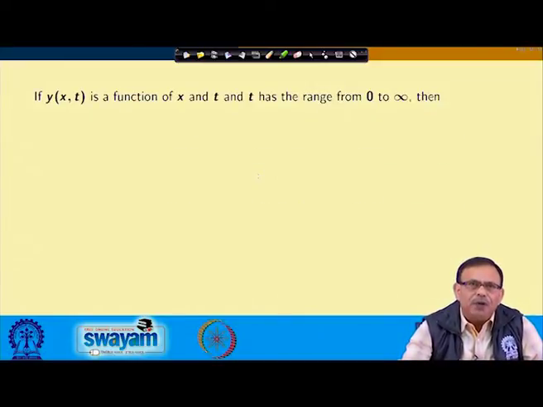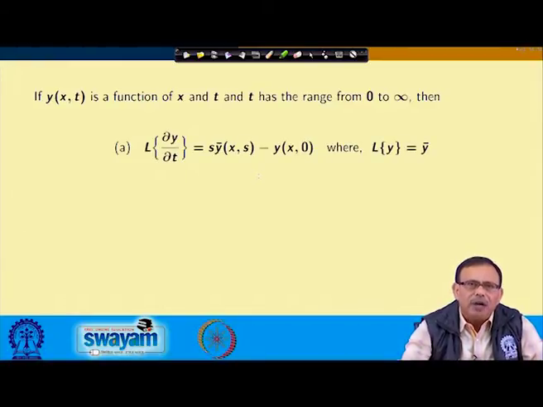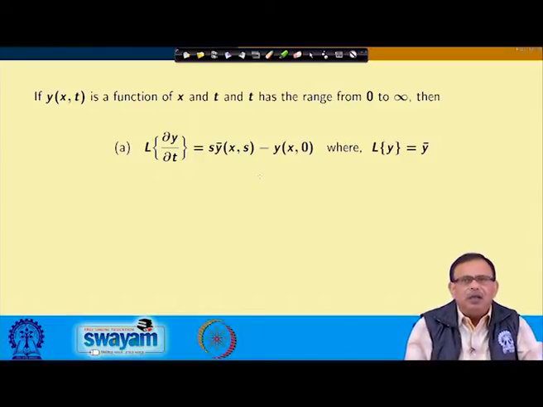Now, suppose y of x, t is a function of x and t, and t has the range from 0 to infinity. I am not talking about x; I know that time will usually always be from 0 to infinity. We have not done this earlier, because whatever we have done was for derivatives only, not partial derivatives. Laplace transform of derivatives we have done earlier, and in that way we solved the first order ordinary differential equations also. So, now we are giving some formulas.